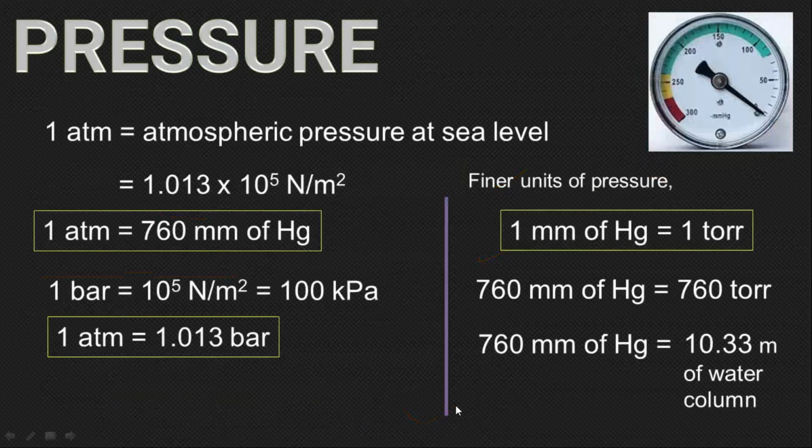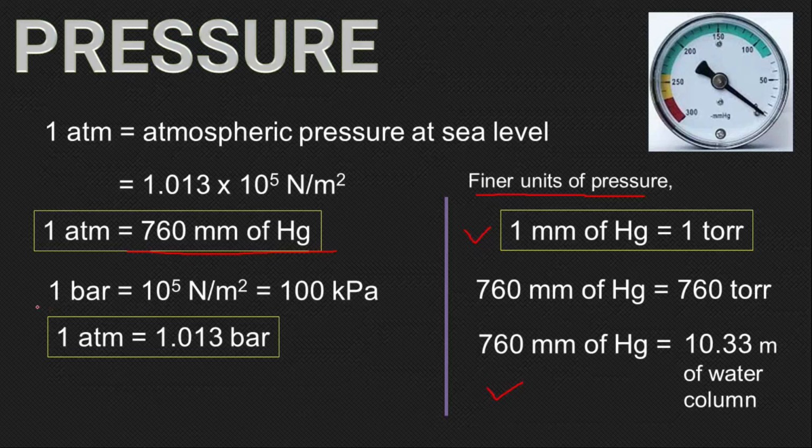Now, this 1 atmospheric pressure is basically 760 mm of mercury column. Mm of Hg is used to measure very small pressure or pressure difference. The finer units of pressure are written here. For example, 1 mm of Hg is called as 1 torr. Hence, 760 mm of Hg will be 760 torr. Mm of Hg can be converted into meter of water column. That is 760 mm of Hg will be 10.33 meter of water column.